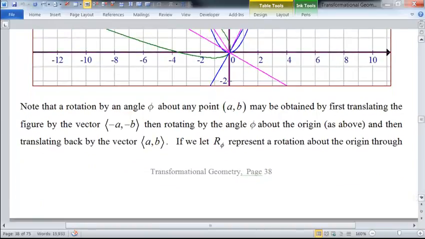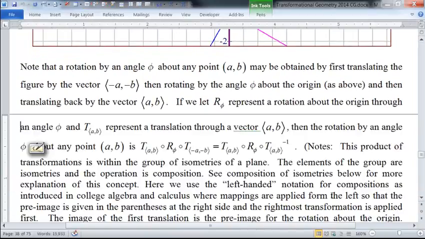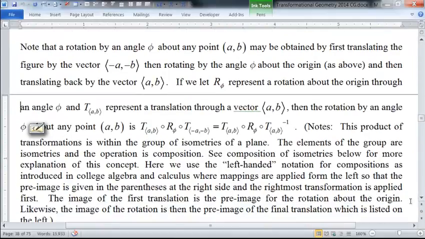About the origin. Now, how are we going to do it if we don't rotate about the origin, but about some other point? Well, this is where we can really take advantage of transformations and the fact that we can compose them. If we want to take a rotation about an angle phi, about an arbitrary point AB, we can first translate the figure by the vector minus A minus B, which basically takes the point AB and sends it to the origin. Rotate about the origin, as we just did, and then translate back by the vector AB, and that's going to give us what we need.